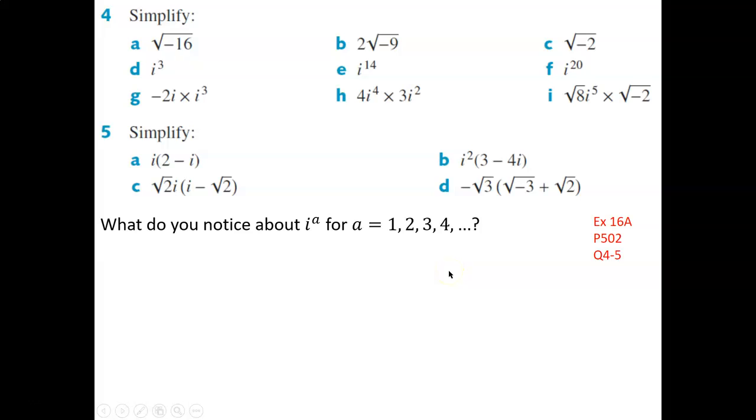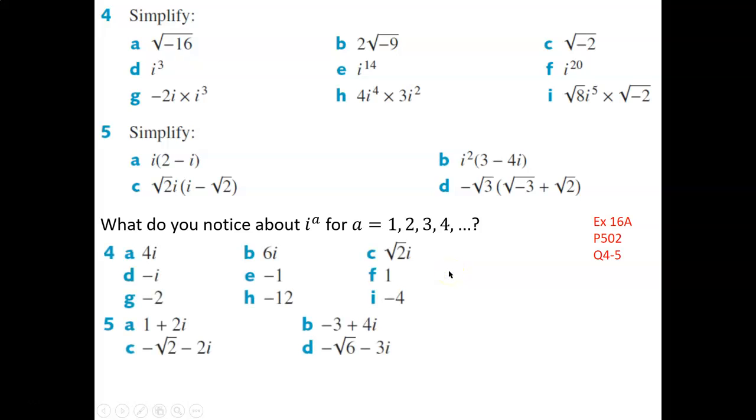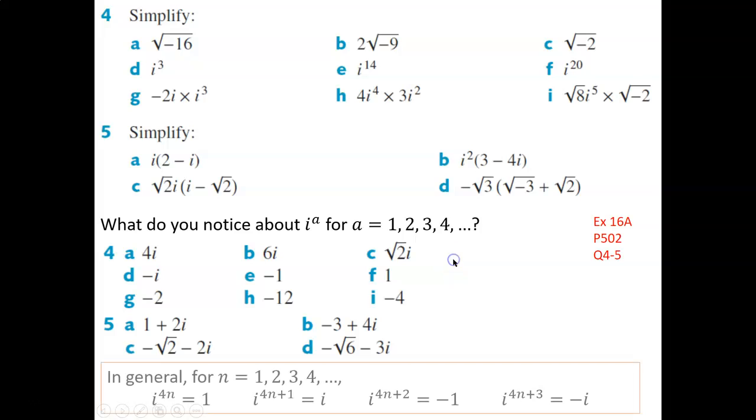So your answers to questions 4 and 5 are here, and you should have noticed for this that if i is to the power of a multiple of 4, then it gives you 1. i to the power of a multiple of 4 plus 1, then we get i, and so on. So even powers always give us 1 or negative 1, and odd powers always give us i or negative i.